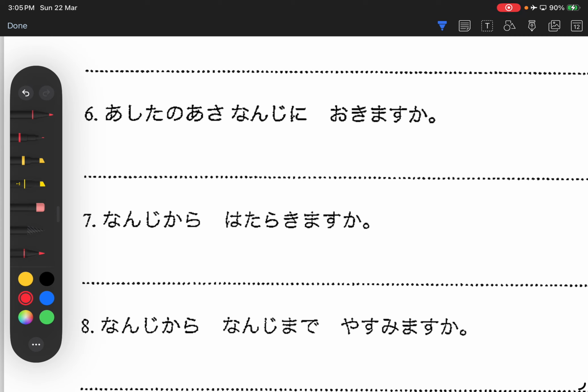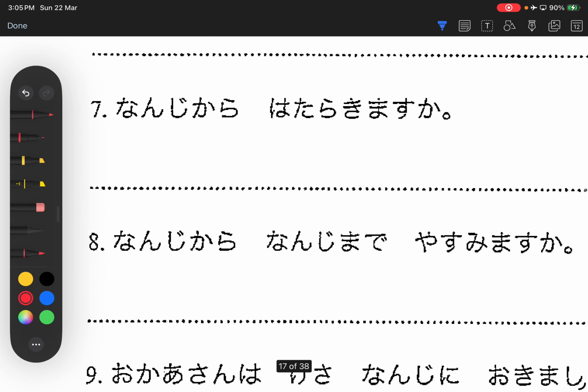Number 5. 何時から働きますか？7時に働きます. Okay, 7時に. Or you can say 7時から働きます. You can use both. 7時に働きます means I will work at 7 o'clock, or you can say I work from 7 o'clock. Both are okay. Right, either use ni or you use から.